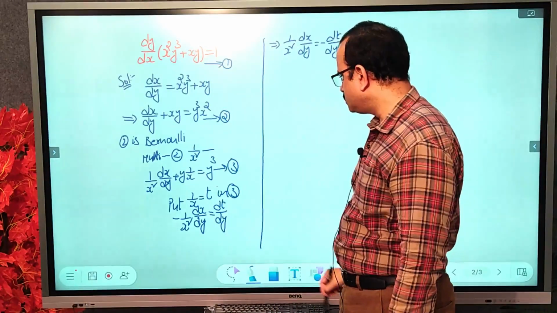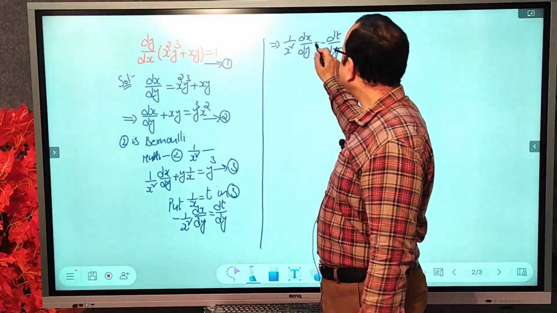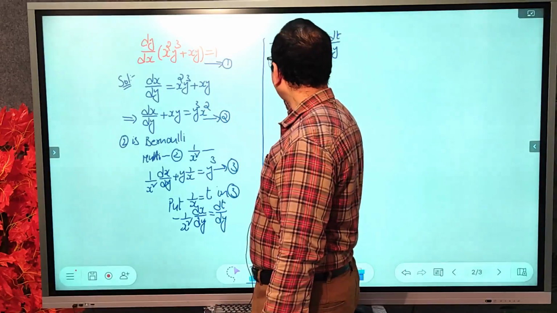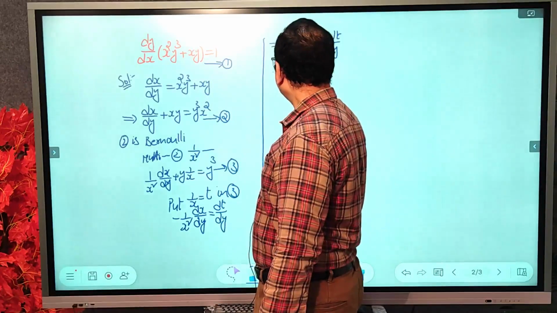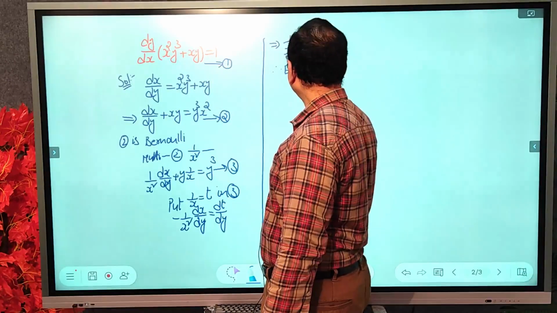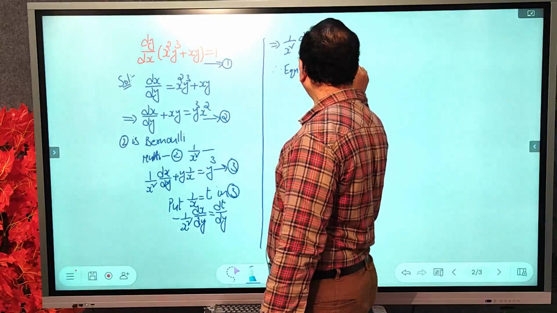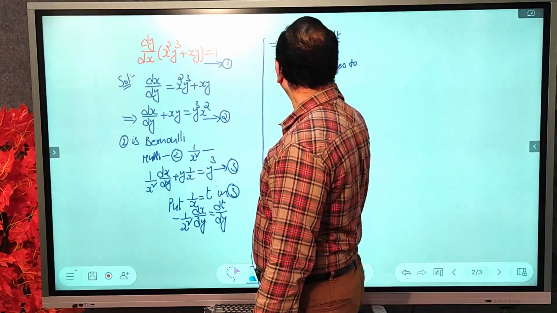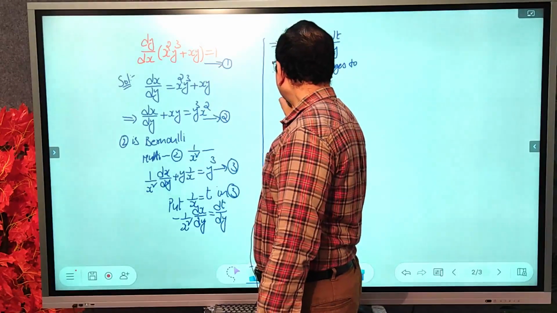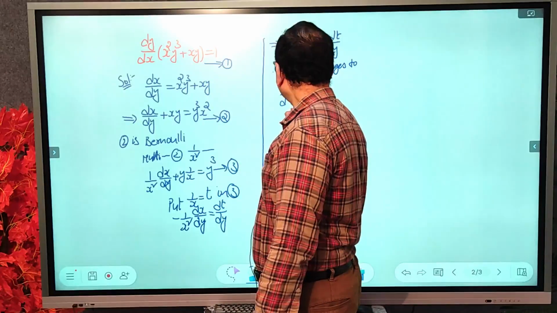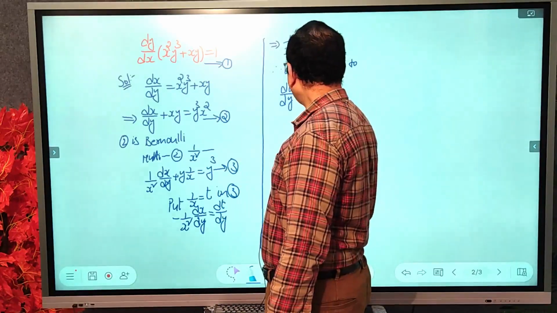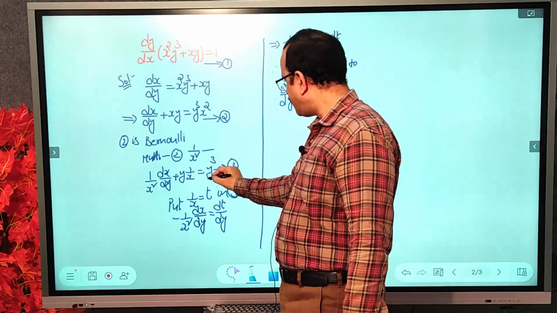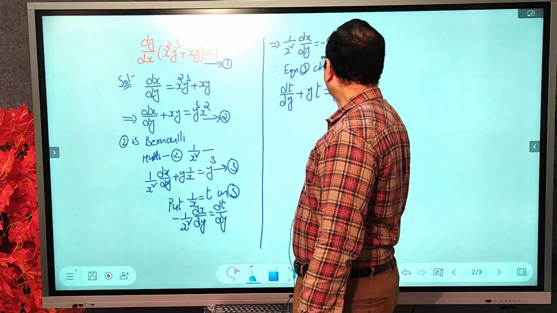Okay, so if you substitute 1 by x is equal to t and 1 by x square into dx by dy is equal to minus dt by dy in equation 3, then equation 3 transforms to, or reduces to, whatever it may be: 1 by x square into dx by dy can be written as negative dt by dy, plus y into, in place of 1 by x we have to write t, is equal to what we have on the right side, y cube.